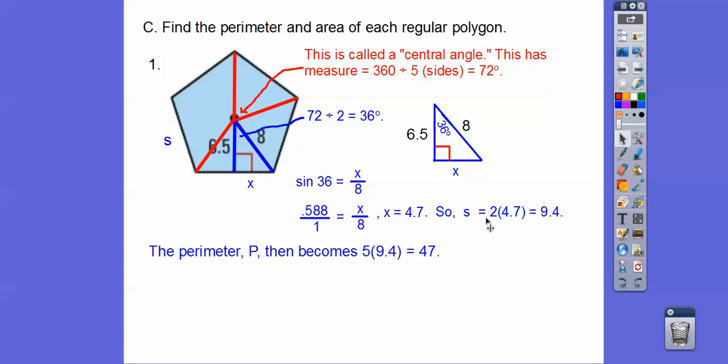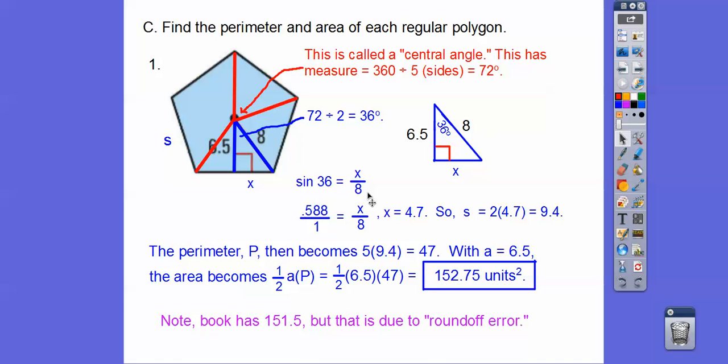So the perimeter is 5 times this number. 5 times 9.4 is 47. Now we rounded off early, so our answer is going to be a little bit off from the book answer because it's called round off error. So the area becomes 1/2 the apothem, the 6.5, times the perimeter, which is 47. So we get 152.75 units squared. All right, remember it's multiple choice, you guys, the final is.